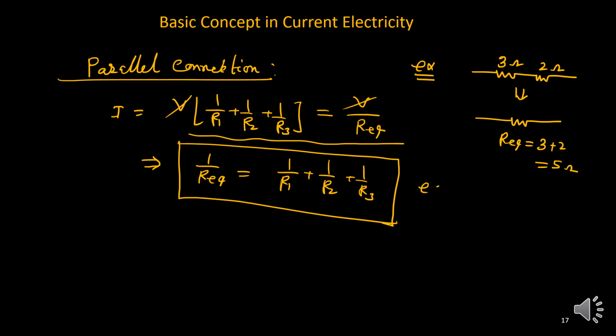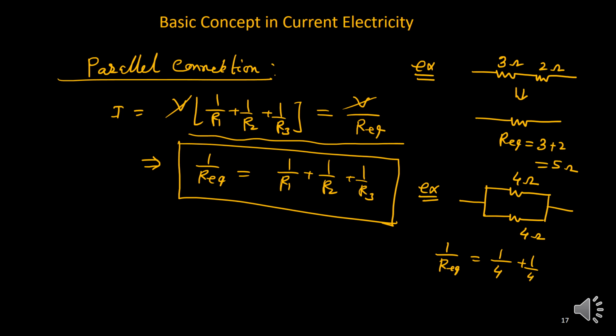Okay, now I can take one example where these two resistances are connected in parallel. This is your 4 ohm, this is also 4 ohm. So what is the R equivalent? 1 upon R equivalent will be equal to 1 upon 4 plus 1 upon 4. This is 2 times 1 upon 4, that will give you 1 upon 2. So R equivalent equals 2 ohm.